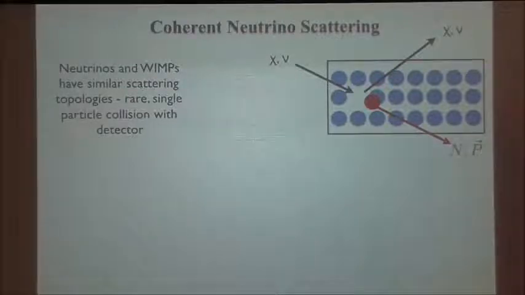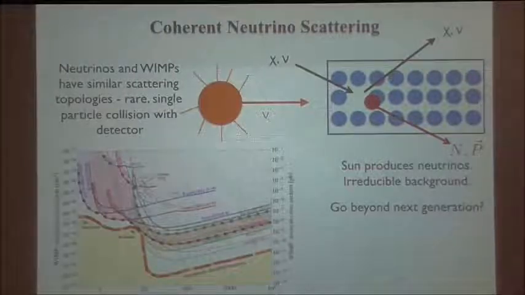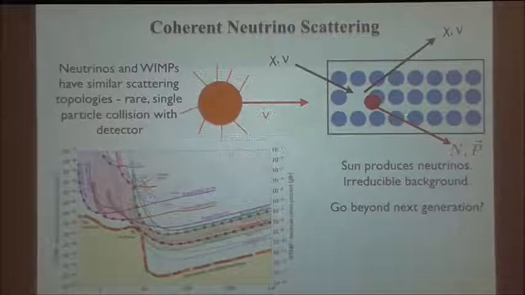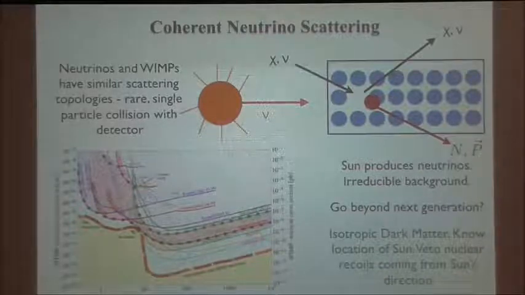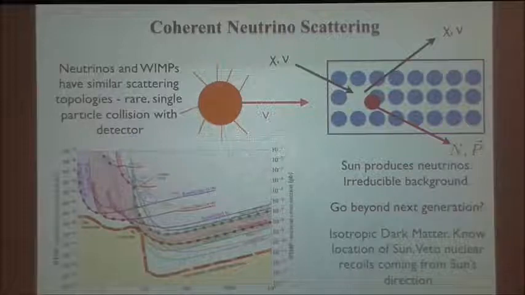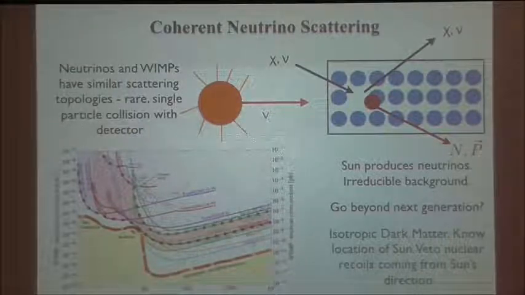They interact once in the experiment, unlike your typical radioactive background, which will scatter more than once. Now, the problem is we know there's a sun next to us. The sun produces a bunch of neutrinos, and that's an irreducible background that we will hit soon. What we can make use of is that we know what direction the sun comes from. So if you're able to measure the direction of the nuclear recoil, we can veto all the events that come from the side of the sun. The dark matter should be isotropic, so we can look at the part where the sun does not exist, veto those events, and go after the dark matter.